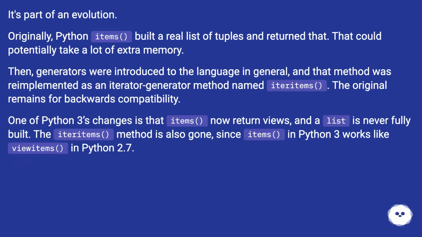It's part of an evolution. Originally, Python 2 built a real list of tuples and returned that. That could potentially take a lot of extra memory. Then, generators were introduced to the language in general, and that method was re-implemented as an iterator-generator method named dict.iteritems. The original remains for backwards compatibility. One of Python 3's changes is that items now returns views, and a list is never fully built. The dict.iteritems method is also gone, since items in Python 3 works like viewitems in Python 2.7.